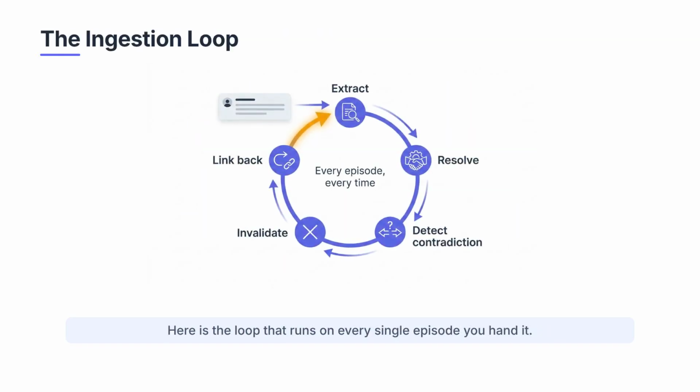Here is the loop that runs on every single episode you hand it. Extract the entities and facts. Resolve them against what you already hold. Detect whether anything new contradicts anything old. Invalidate whatever it does.